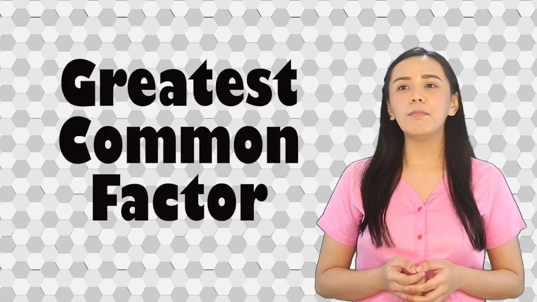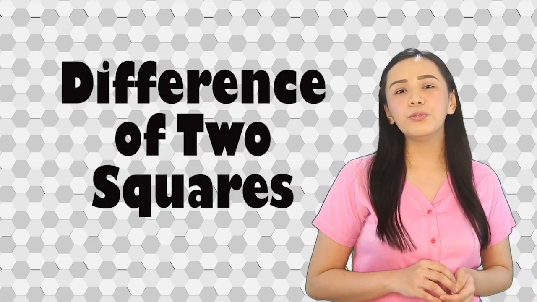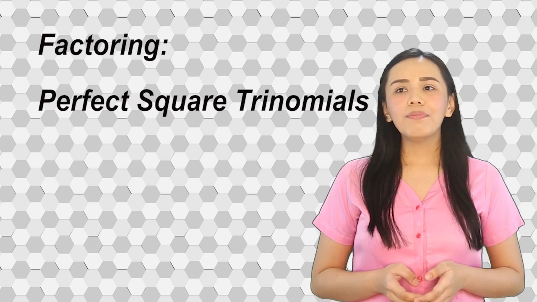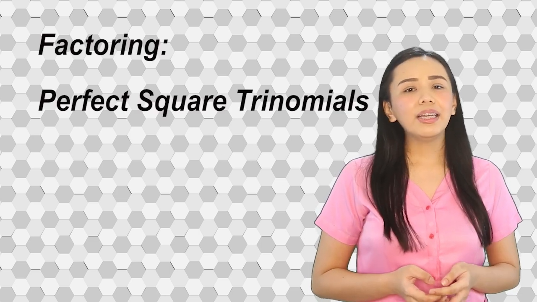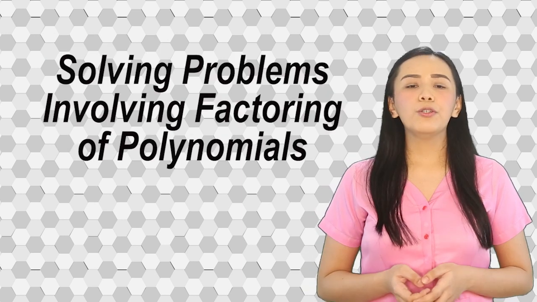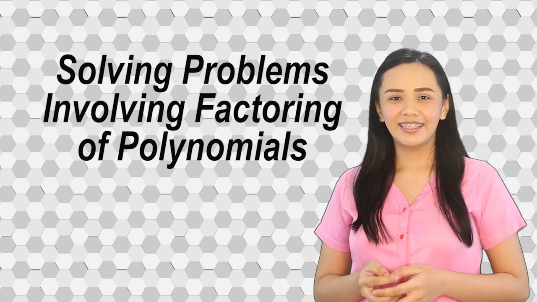Last week, we learned about 3 different ways of factoring polynomials. Do you still remember them? Very good! They are factoring by greatest common factor, by difference of 2 squares, and by the sum and difference of 2 cubes. Today, we will be learning more ways of factoring polynomials. These are factoring perfect square trinomials and factoring general trinomials. We will also apply these techniques to solve worded problems.